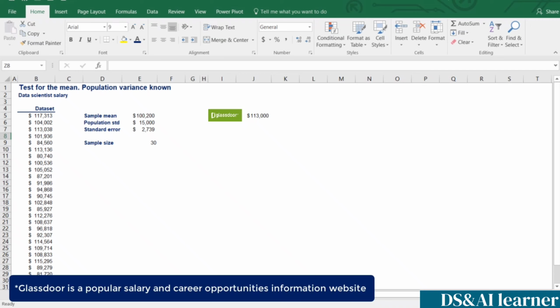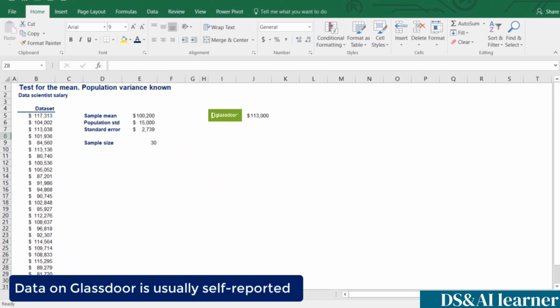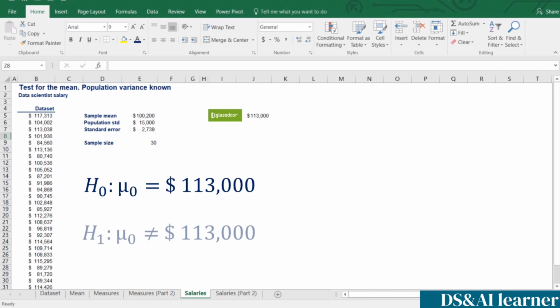The sample that is available on Glassdoor is based on self-reported numbers, and you would like to see if its value is correct. We need a two-sided test, as we are interested in knowing both if the salary is significantly less than that or significantly more than that. The null hypothesis is the population mean salary is $113,000. We denote it as mu0 equals $113,000. The alternative hypothesis is that the population mean salary is different than $113,000.